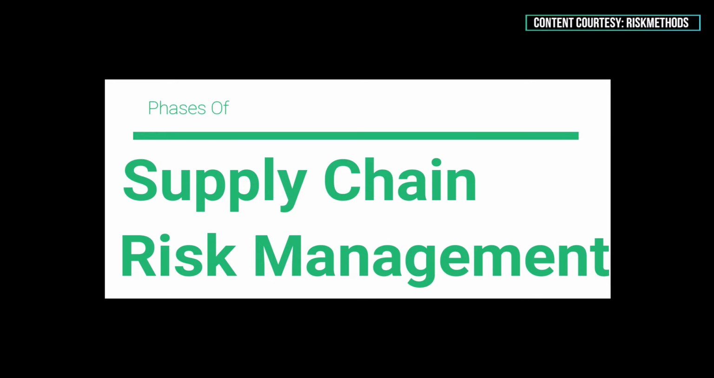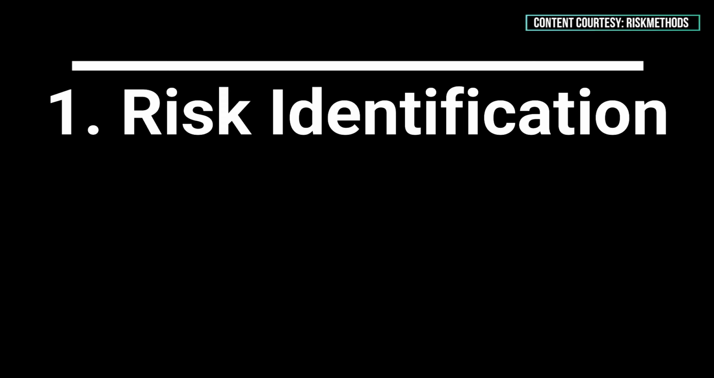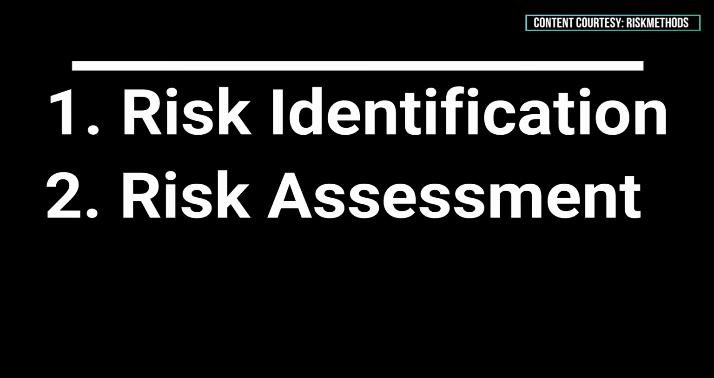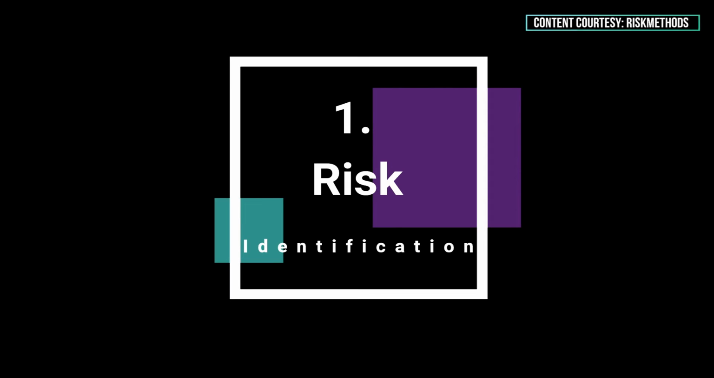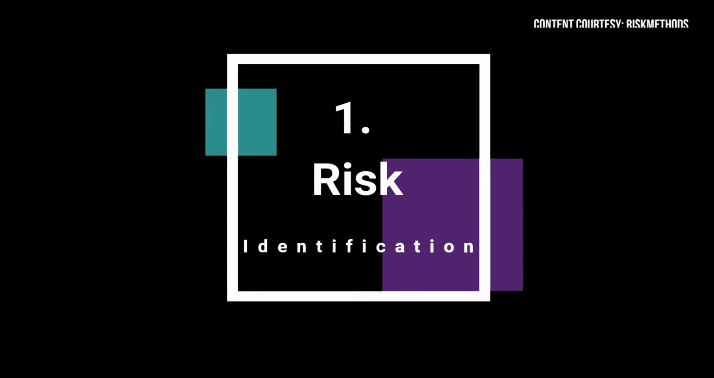To do that, you have to first understand the three phases of the risk management life cycle. The first phase is risk identification, second, risk assessment, and third, risk mitigation. Let us walk you through what each of these phases means for the supply chain. The first is risk identification. The only way to address risk is to make sure you are identifying it in the first place.